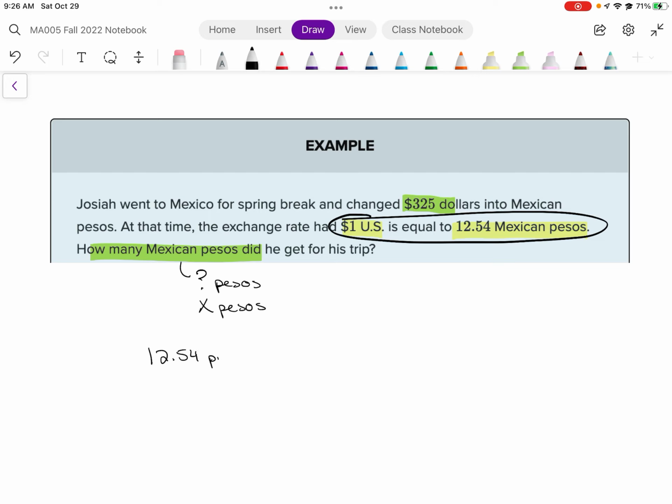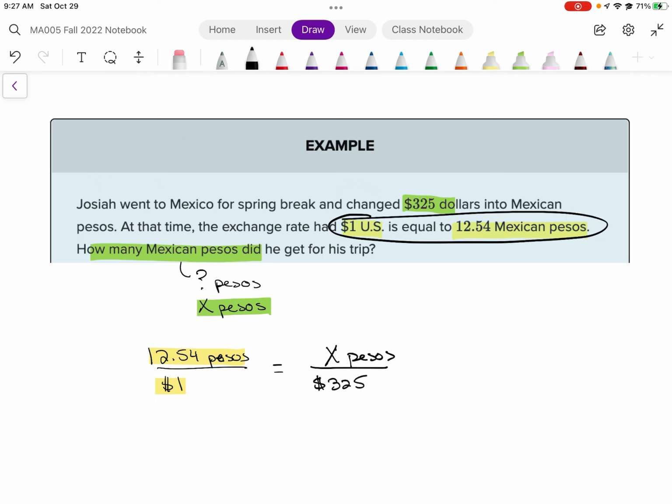12.54 pesos per $1 US equals, now we're going to have pesos and dollars over here on the right. So X pesos is my unknown. Okay, so we've got our kind of given ratio on the left. So 12.54 pesos is to $1. As how many pesos? X pesos is to $325, which is how much he's exchanging.